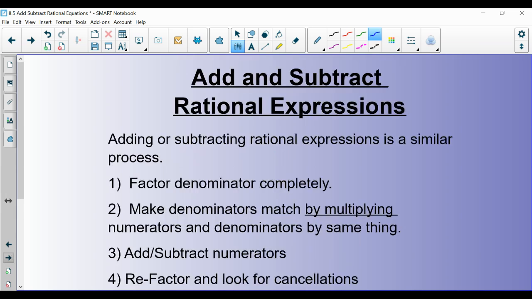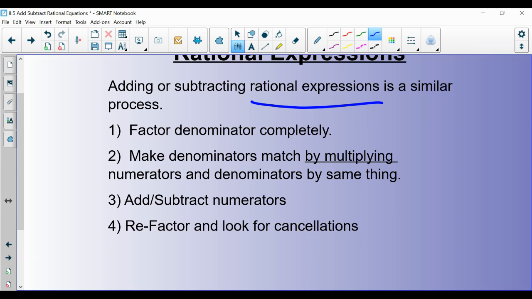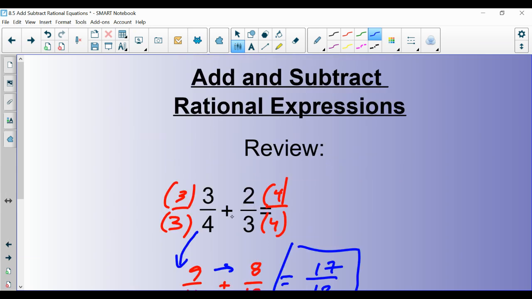So with our lesson today, we're going to be adding or subtracting rational expressions. And remember, a rational expression is some sort of polynomial being divided by a polynomial. The process for this is going to first be to factor our denominator as much as we possibly can. If our denominator could be factored, we need to factor it. And then you are going to make the denominators match by multiplying the numerator and denominator by the same thing. It's not different than this.